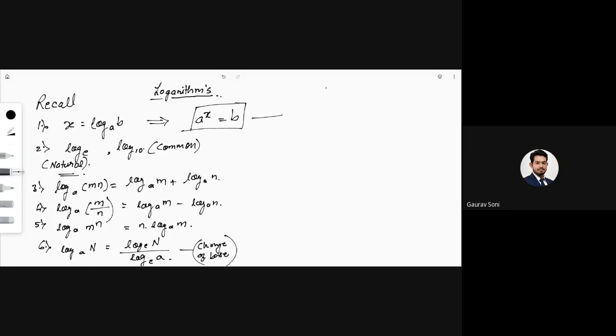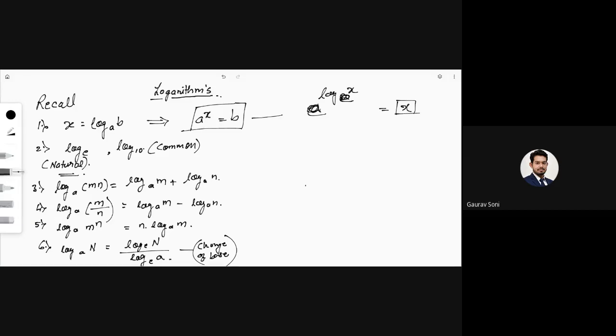There was an MCQ which asked e to the power log to the base e of x, or simply e to the power log of x. Let's keep e as it is. So this is going to be x, because e to the power log to the base e of x is actually equal to x. Fine.